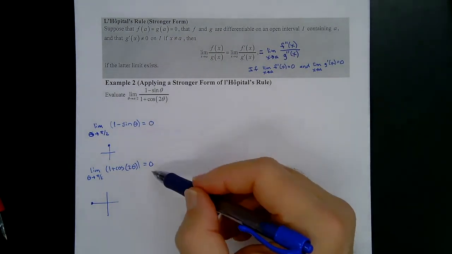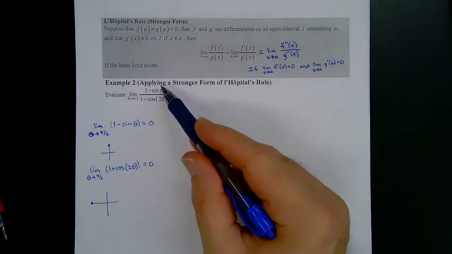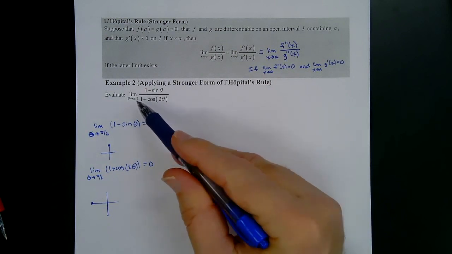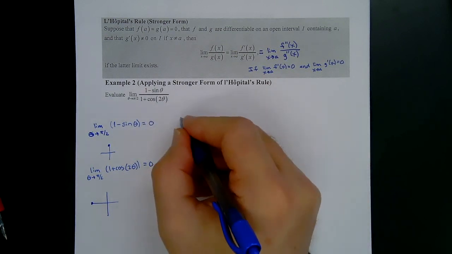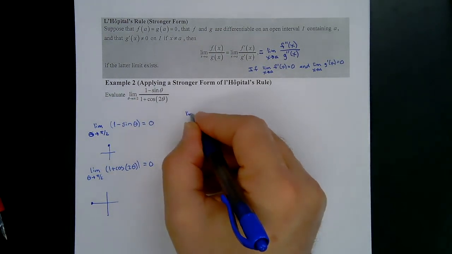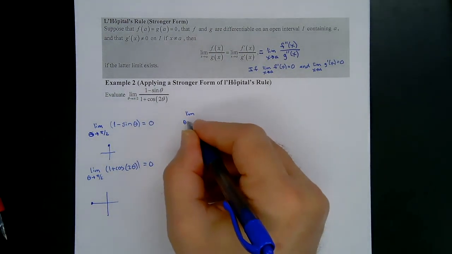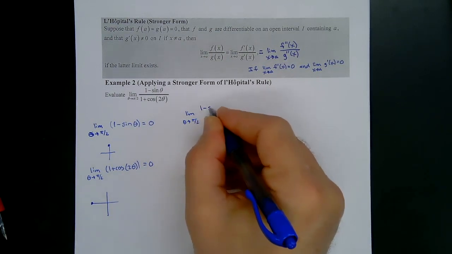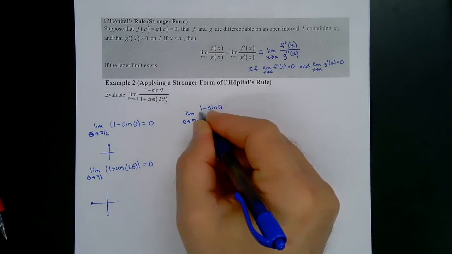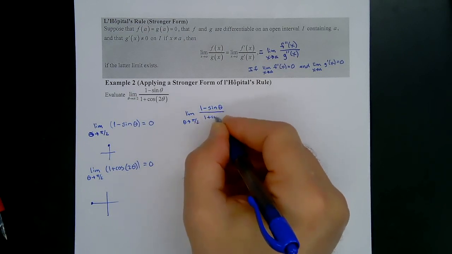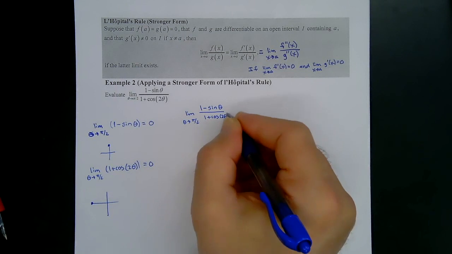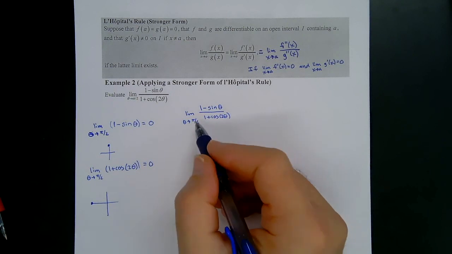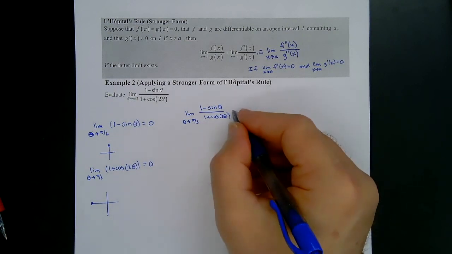Okay, so we've met the conditions to use L'Hopital's, right? The limit of the numerator becomes 0 and the limit of the denominator becomes 0 as theta approaches pi over 2. So that means the limit as theta approaches pi over 2 of 1 minus sine theta over 1 plus cosine of 2 theta, we can determine by taking the derivative of the top and the derivative of the bottom and finding the limit as theta approaches pi over 2 of that.